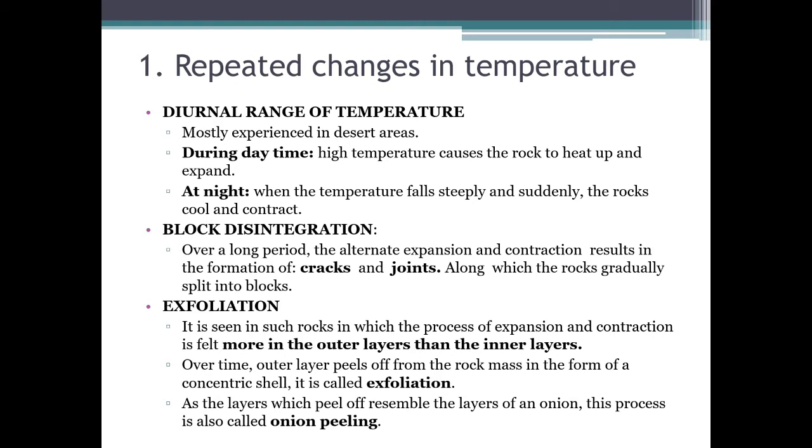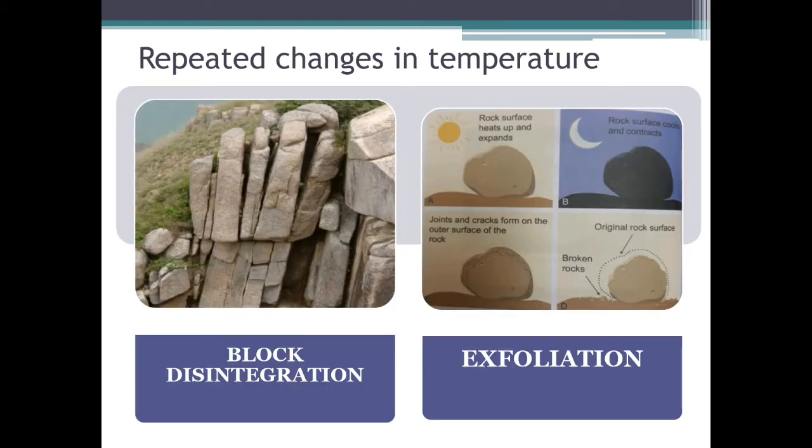The outer layer disintegrates while the inner layer is intact, it is not getting disintegrated. This is known as exfoliation, and it looks like the peeling of an onion, as an onion has concentric rings, so it is also called onion peeling. You can see in this picture I have shown you the block disintegration as well.